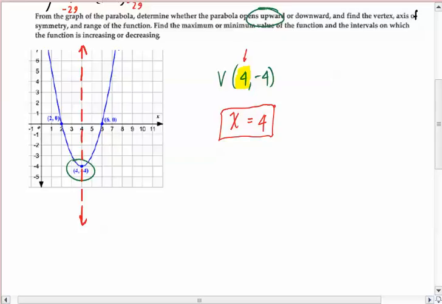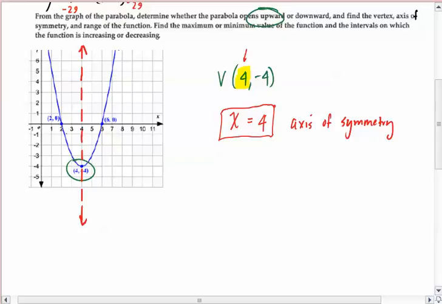All right, so we've got the axis of symmetry. Let me label that axis of symmetry. There's the axis of symmetry. And the range of the function. Again, if I know the vertex, then I know the range.